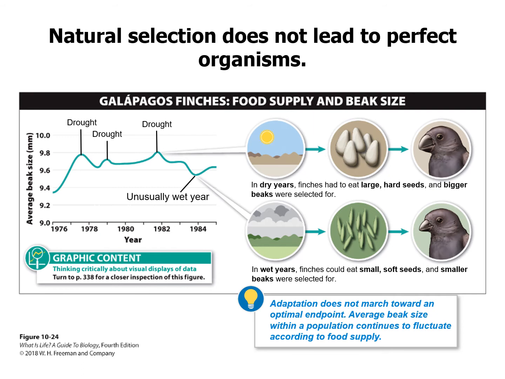So in this example, we have the average beak size within a population continuing to fluctuate according to food supply. In dry years, finches had to eat large hard seeds, and then bigger beaks were selected for. During the wet years, finches could eat small soft seeds, and then smaller beaks started becoming more of a thing. So it just depends on the environment and those animals' ability to adapt and become better at surviving in those environments.